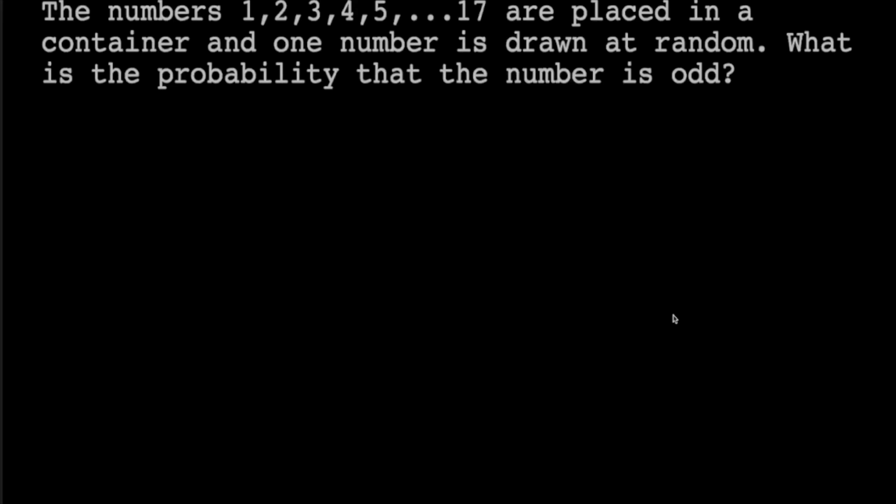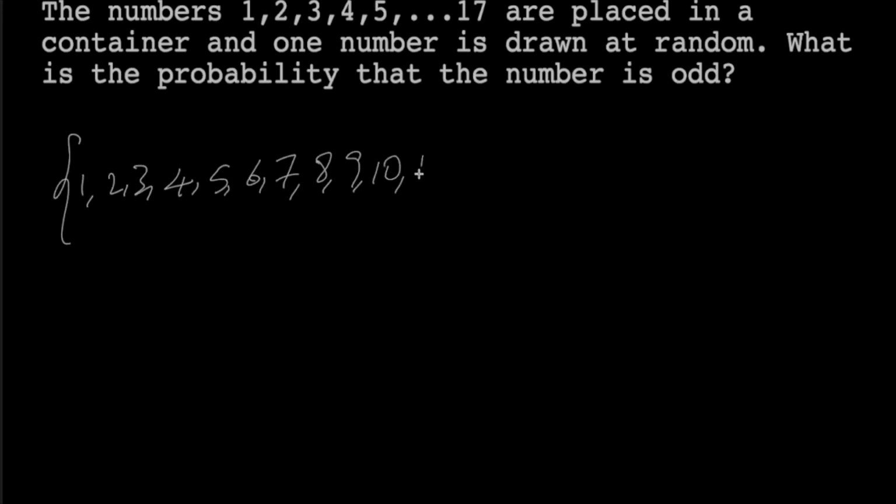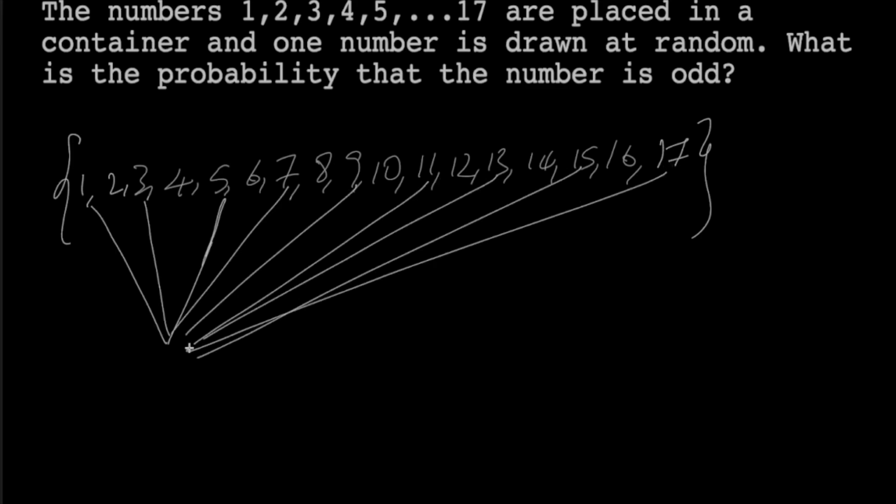The numbers 1, 2, 3, 4, 5 to 17 are placed in a container and one number is drawn at random. What is the probability that the number is odd? I'm going to write all the possible outcomes. Okay, let's get all the odd numbers. That is 1, 2, 3, 4, 5, 6, 7, 8, 9. 9 odds. The total is 17. It says, what is the probability that the number drawn is odd?